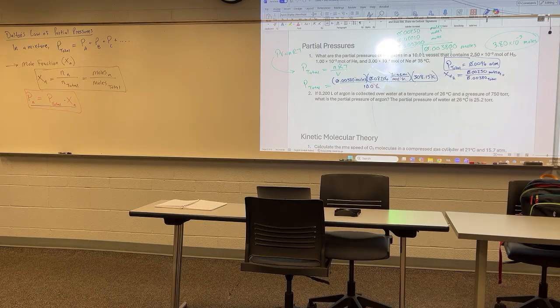I didn't give you guys nearly enough space in this problem on the worksheet. True or false, this number must be less than 1. Yeah, it's called a fraction, a mole fraction. It needs to be less than 1. It is a part divided by a whole.